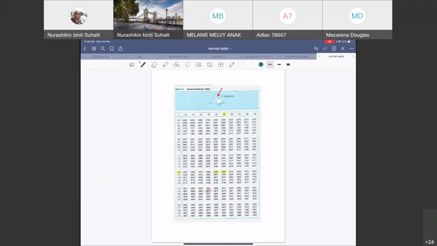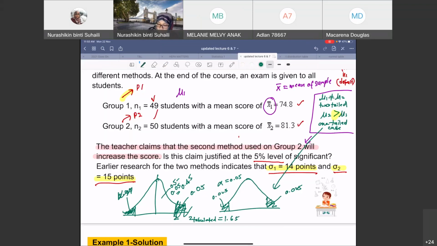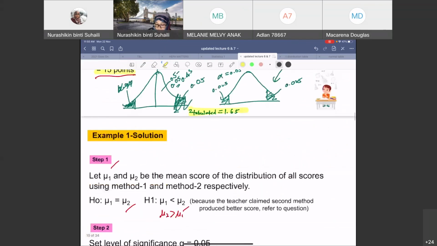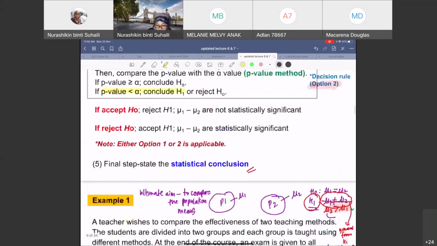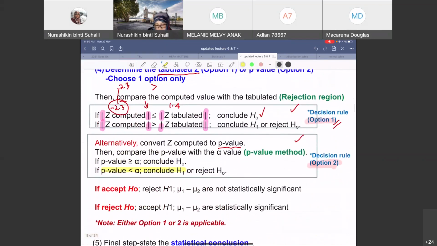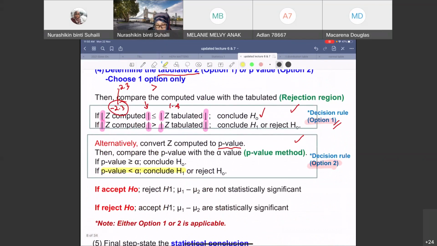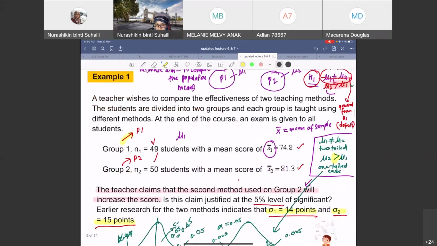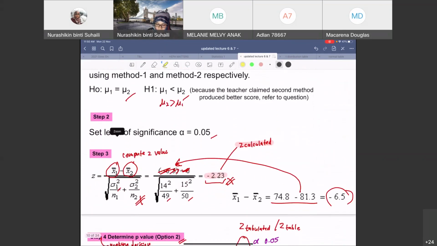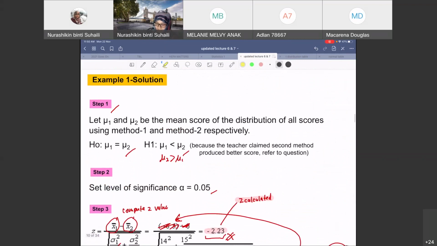0.45. Sorry, 1.65. Okay, so this is the Z tabulated. This Z value, it doesn't matter whether it is positive or negative, because in this comparison we use the absolute value. So your Z calculated, I hope you can still follow me.